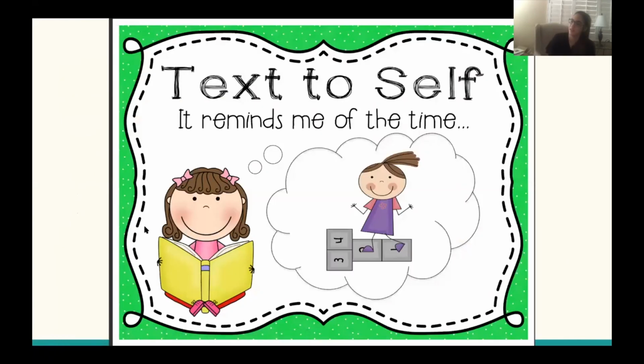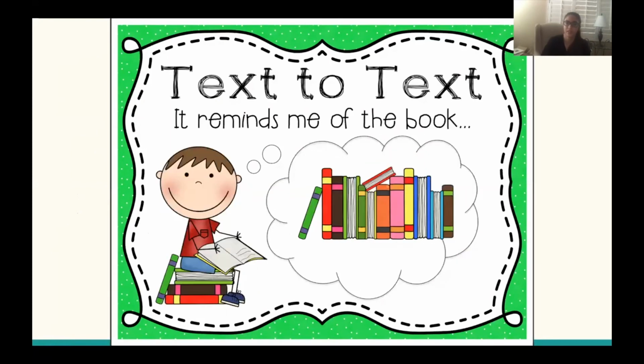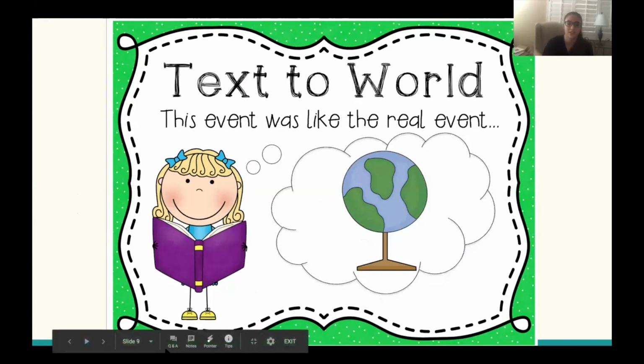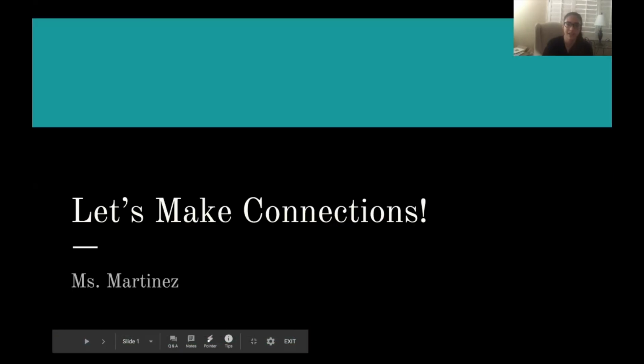Text to self. Something important that you can use when you're trying to figure out text to self is using the phrase, "It reminds me of the time." That way it can start you off on how to use text to self. Text to text. It reminds me of the book. So that's another way that you can start when using that connection. And text to world. This event was like the real event. So that is making connections to a text.